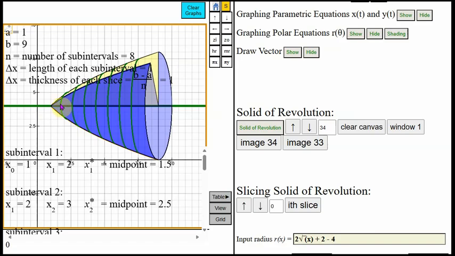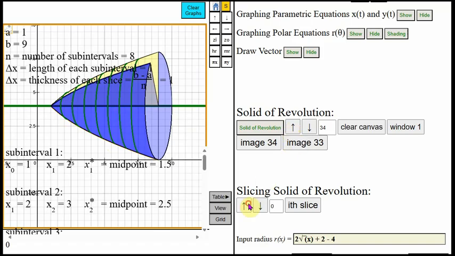To estimate the volume of each slice, we're going to find the corresponding cylinder for each slice by using the midpoint, and then find the volume of each corresponding cylinder, and then add the volumes together. That will give us an approximation for the volume of this solid.